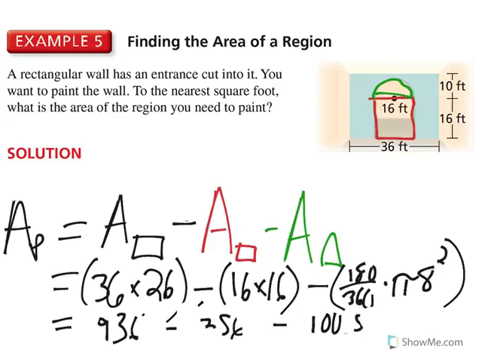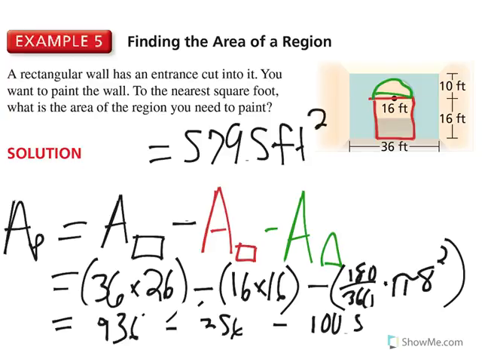And so we just need to subtract all this. So we have 936 minus 256 minus 100.5. The area that we need to paint, our total area, is going to be 579.5. And this was in feet. And again, it's area, so this will be feet squared.